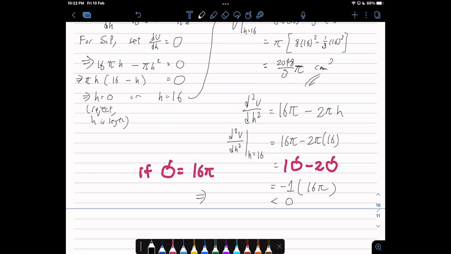Therefore, max point. What is max? Max volume. What thing is max volume? The V, the dV. The V is max. Oh, wait, max volume. Okay, same thing. Usually we phrase it as V is max. Max volume, same thing. Okay, good.